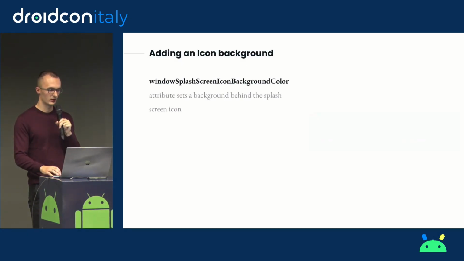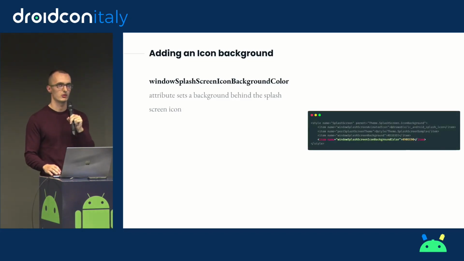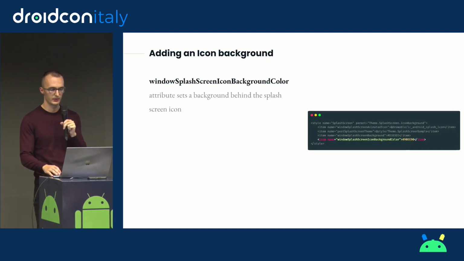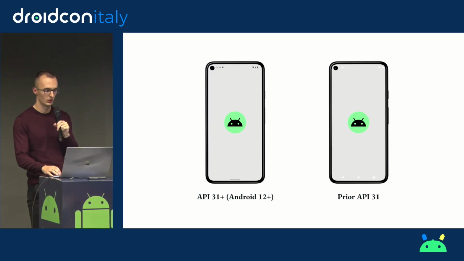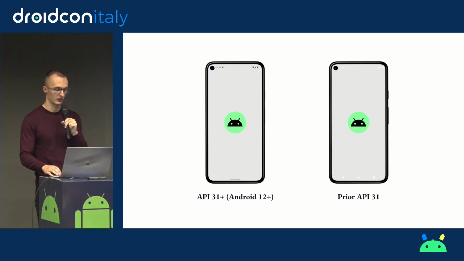To add an icon background, we need to use the windowSplashScreenIconBackgroundColor attribute, which basically sets a color behind the splash screen icon. So I choose some green color for the icon background color, and if I run the application now, I can see that the icon background is displayed on API 31 and on the older versions.